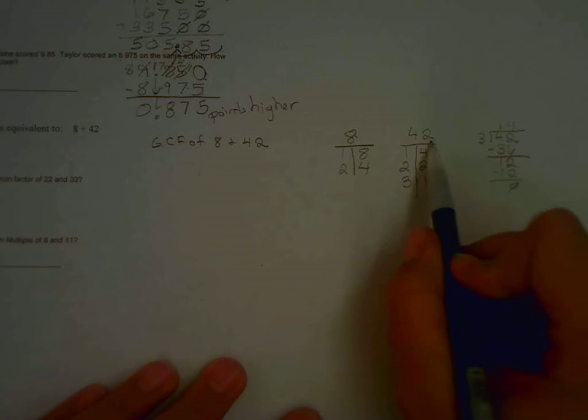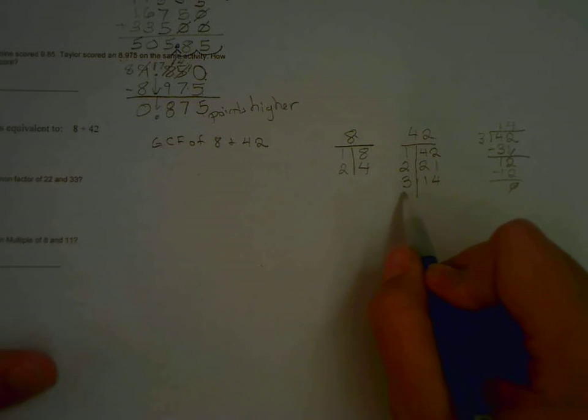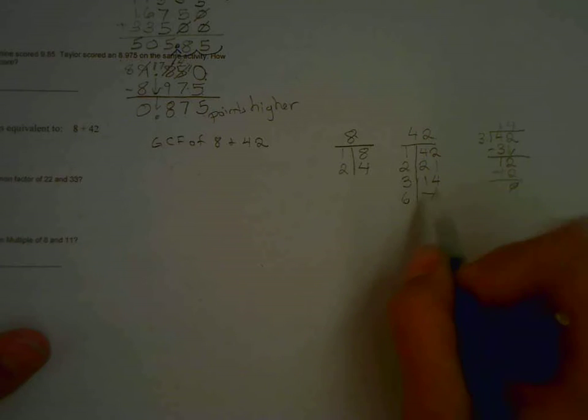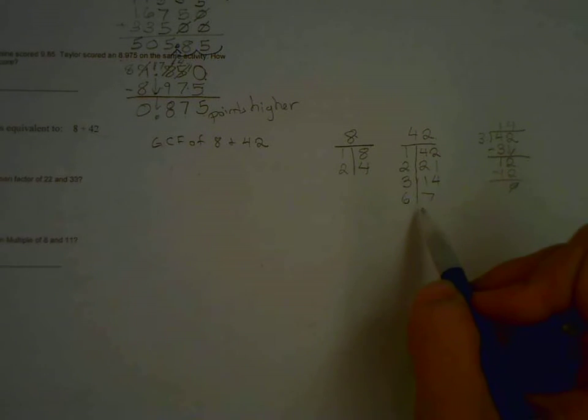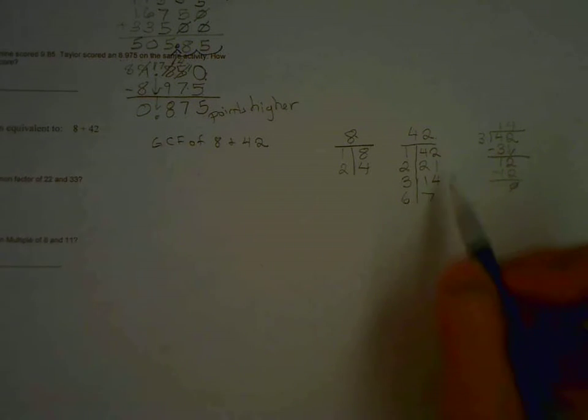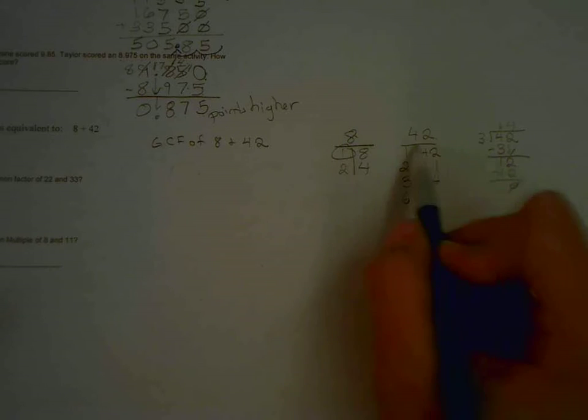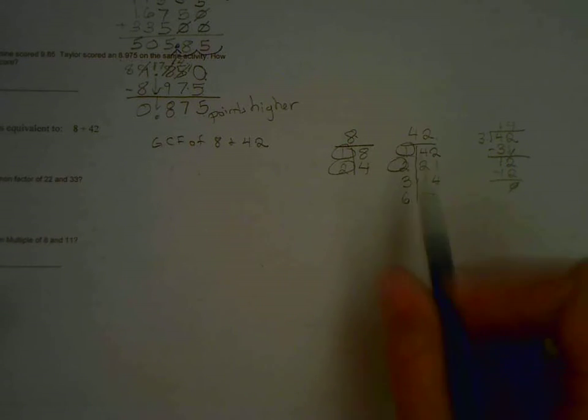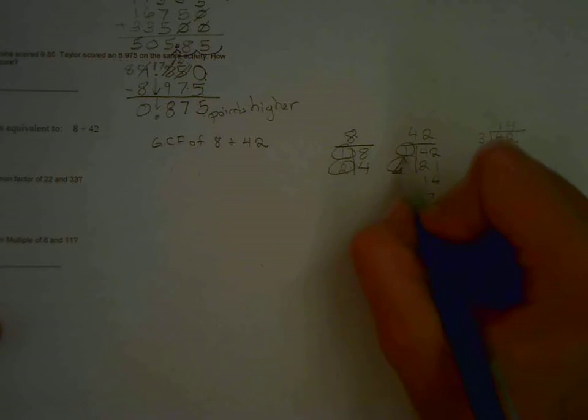4 does not go into 42, neither does 5. 6 does, because 6 times 7 is 42. 8 does not go into it, neither does 9, 10, 11, and so on up until I get to 14. So these are all of my factors. We're going to circle the ones they have in common. They have 1 in common. They have 2. They do not have 8 or 4. The largest number here is going to be 2.